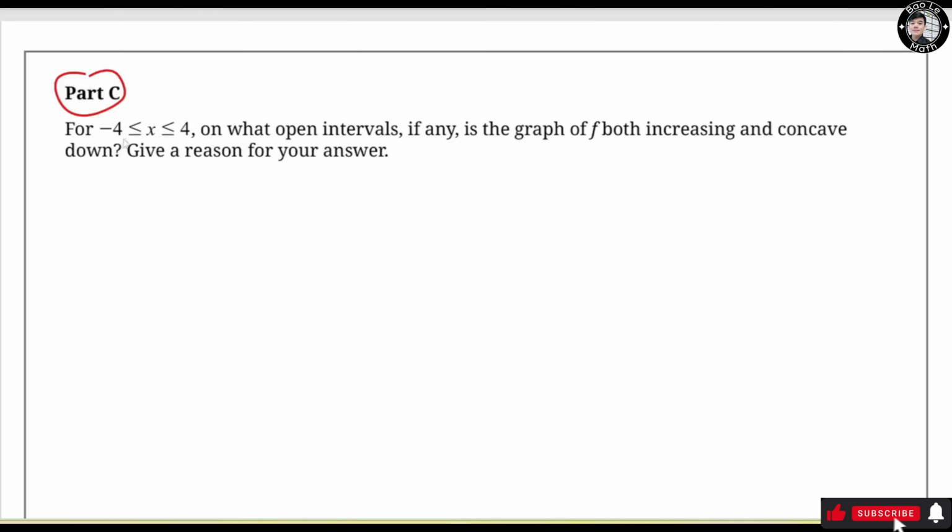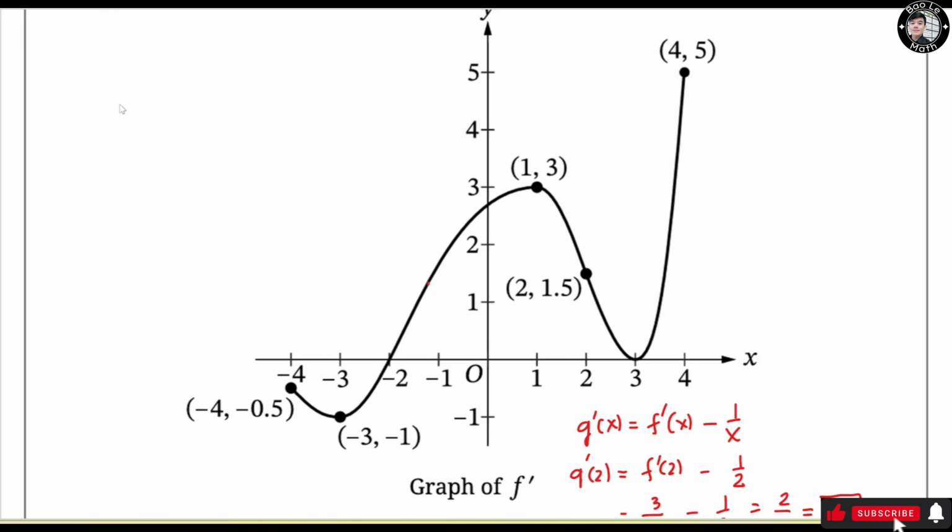Question C. For s greater than or equal to -4 and less than 4, on what open intervals, if any, is the graph of the function f both increasing and concave down? When it comes to an increasing function, f prime must be greater than 0, right? And concave down, f double prime should be less than 0, right? So we look at the graph right here. We need to find the interval where f prime of s is greater than 0, and f double prime of s is less than 0, right?